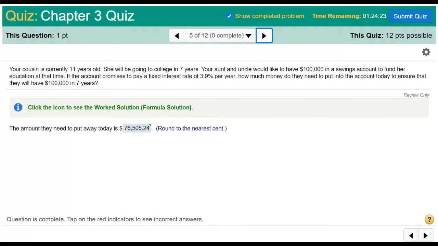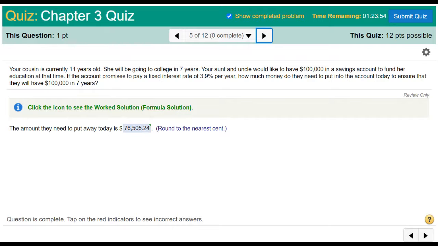Okay. Your cousin is currently 11 years old. She's going to be going to college in 7 years. Your aunt and uncle would like to have $100,000 in a savings account to fund her education at that time. If the account promises to pay a fixed rate of 3.9% per year, how much money do they need to put into the account today to ensure that they will have $100,000 in 7 years?